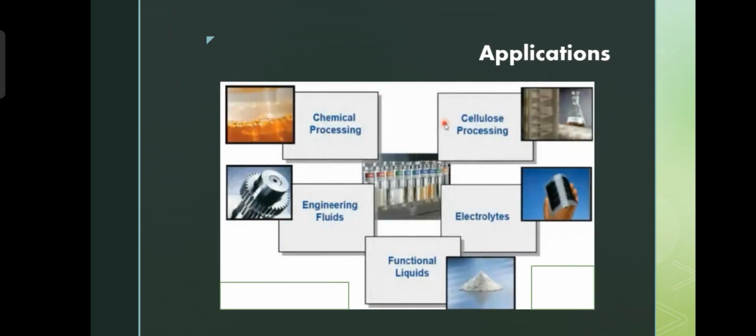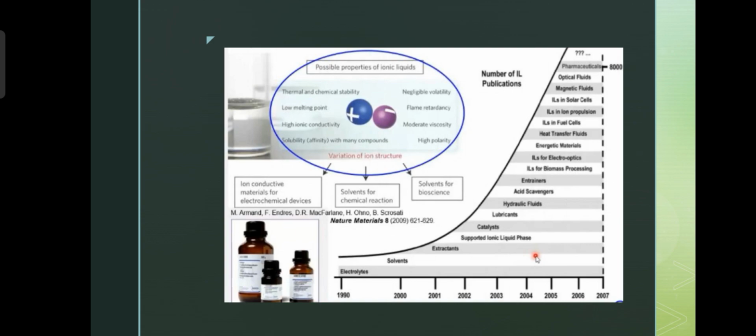It is used in chemical processing, cellulose processing, engineering fluids, electrolytes, and functional liquids. In many cases ionic liquids are used. And here you can see the year and how we use them, in which types, in which case, and in which way we use ionic liquid, such as electrolyte, solvent, or lubricant, and many other things.